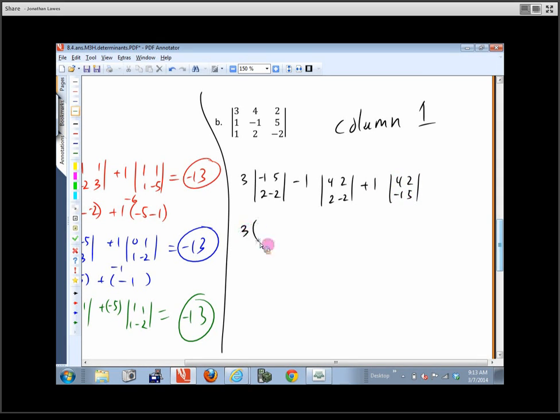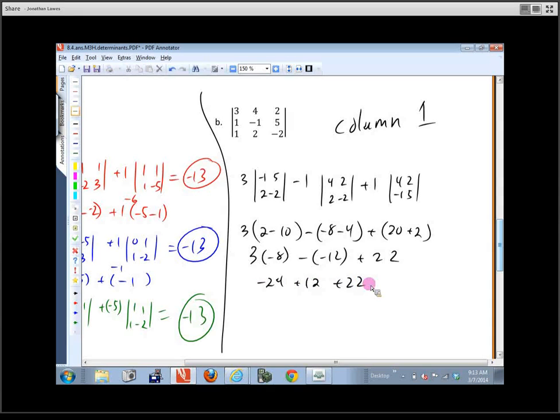And then I'm going to do 3 times. That would be 2, minus 10. Then I'm going to do minus. That would be negative 8, minus 4. And then this is going to be plus, and this is going to be a 20 minus a minus 2. So that's going to be a plus 2. So that's going to be 3 times negative 8. This is going to be negative 12, and then this is going to be plus 22. So I get negative 24 plus 12 plus 22. So I put all these together, I end up with positive 10.